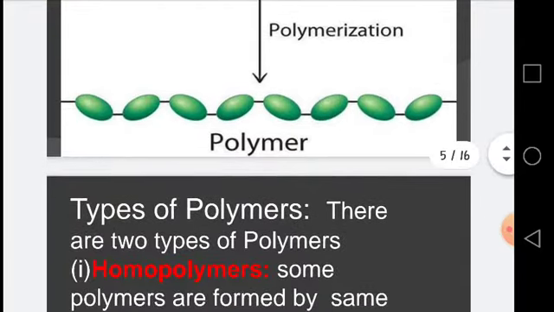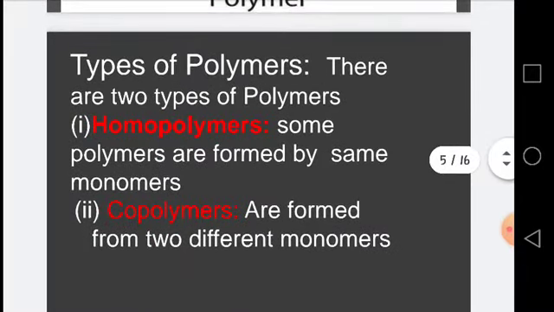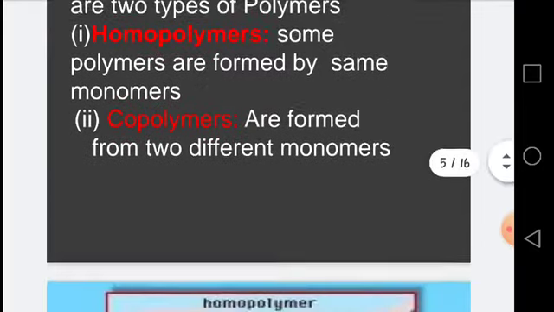Dear students, now we are going to focus on the types of polymers. There are two types of polymers: homopolymers. As the name indicates, homo means the same. It means polymers made from the same type of monomers are called homopolymers, and copolymers are formed from two different types of monomers. We will see some examples to understand in a better way what homopolymers and copolymers are.